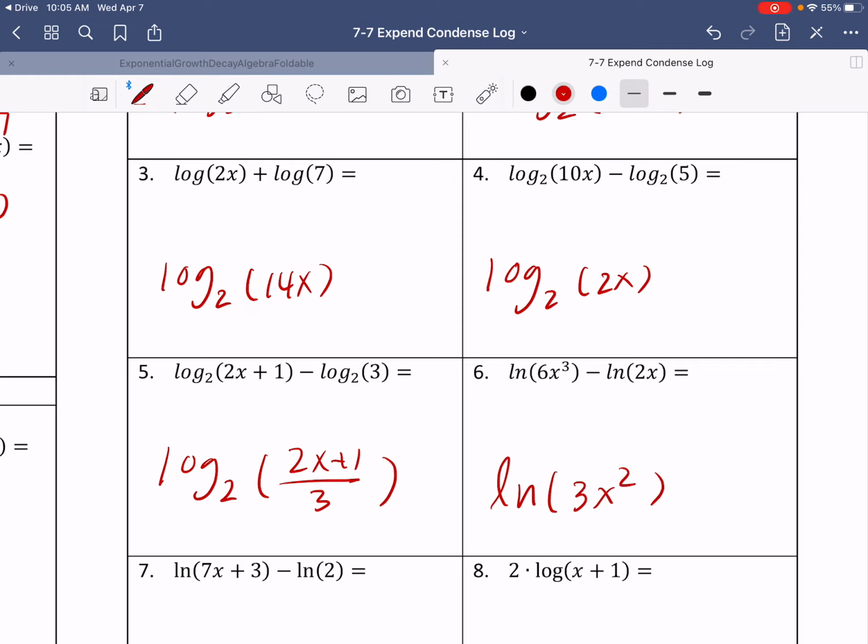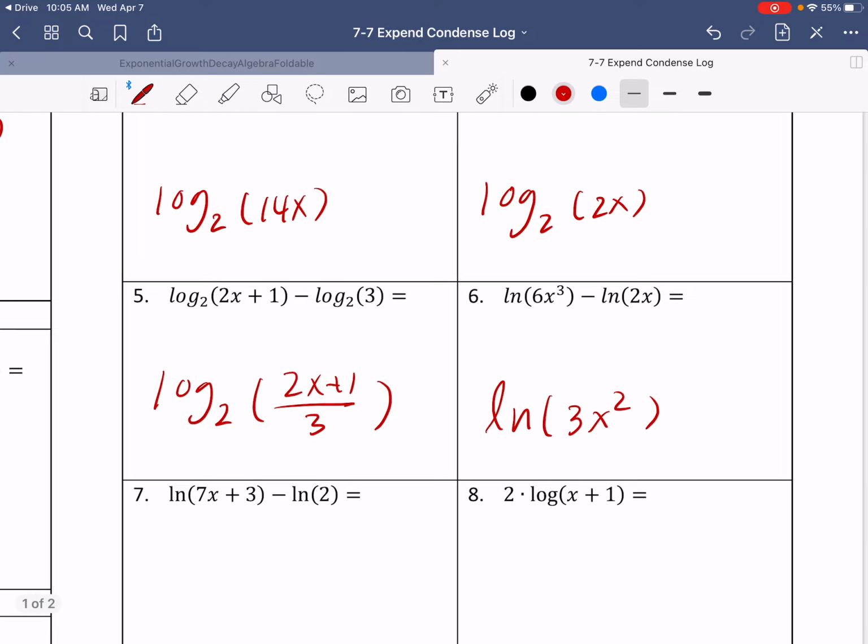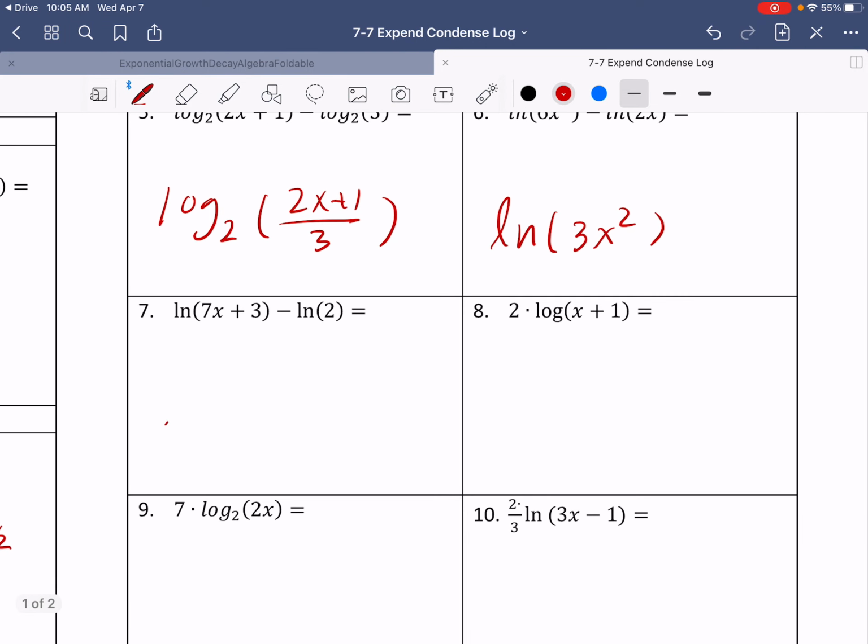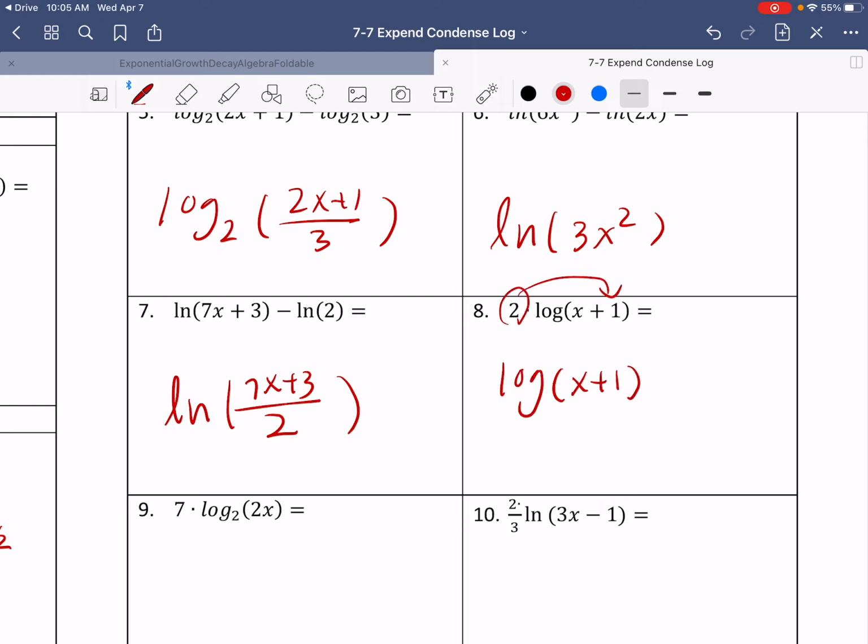Now, question number 7 and question number 8, it's very simple as well. Let's subtract, so natural log. You cannot simplify this one, so you're gonna just leave it like that as well. And this one, power rule, you have a number in front of here, so you can put it here. Like that.